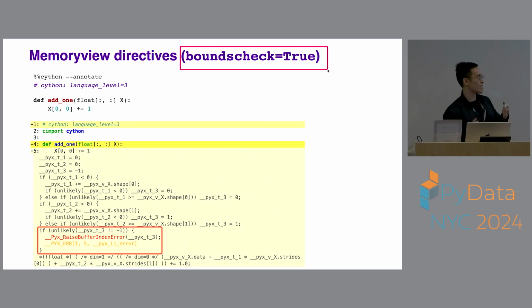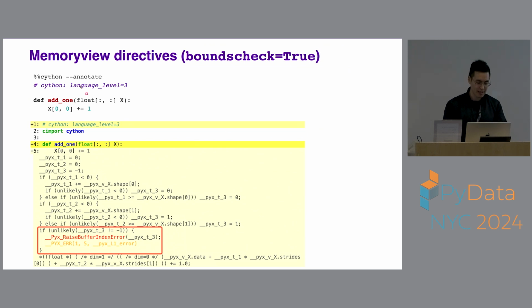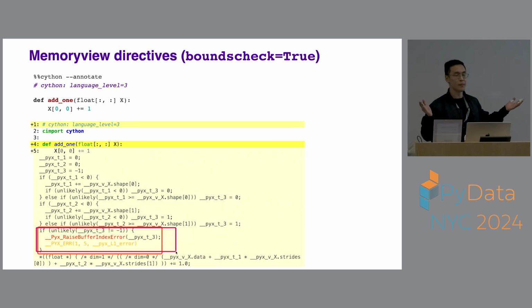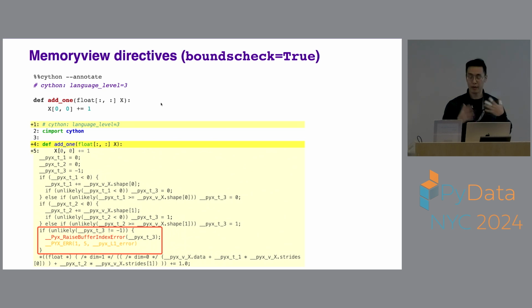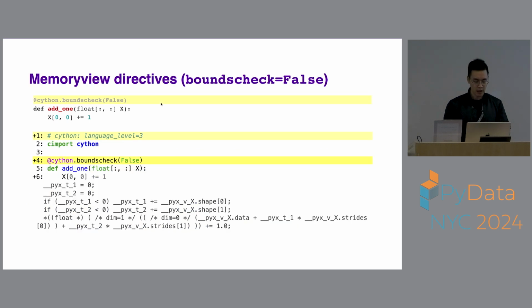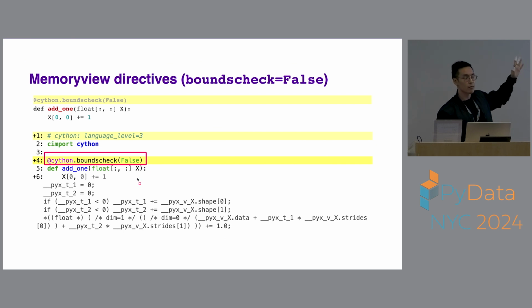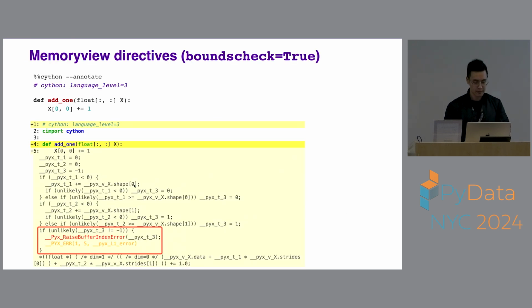So if you're sure that your bounds are correct, and you can see here, if I annotate, there's a big box of Python code, and then it raises an IndexError because if it's out of bounds, it raises IndexError. That's very Python-like. But if you're sure that your indices are in bounds when you write your code, you could write bounds check false over here.